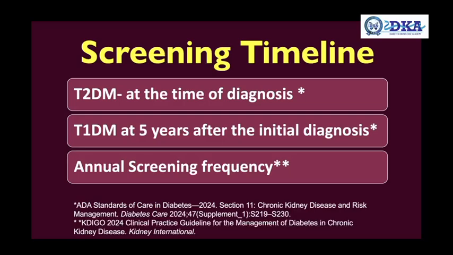So coming to the major question, screening timeline for diabetic nephropathy. For type 2 diabetes mellitus, you should screen for diabetic nephropathy at the time of diagnosis. For type 1 diabetes mellitus, you should screen at 5 years after the initial diagnosis. And thereafter, we have to do an annual screening for type 1 and type 2 diabetes mellitus.